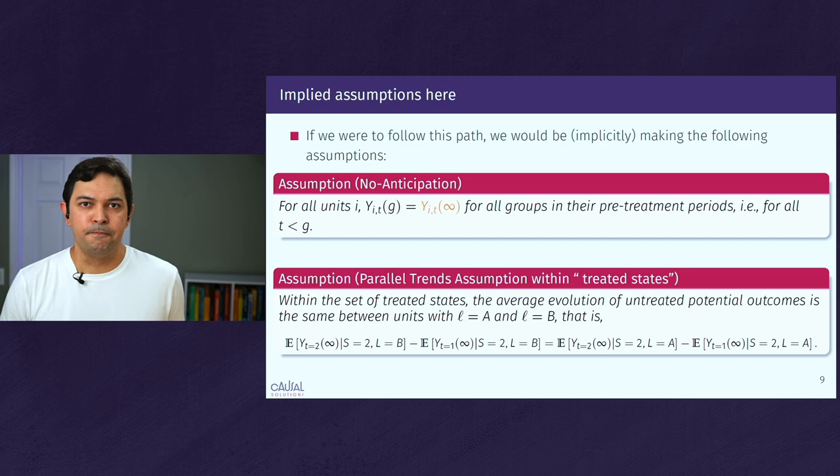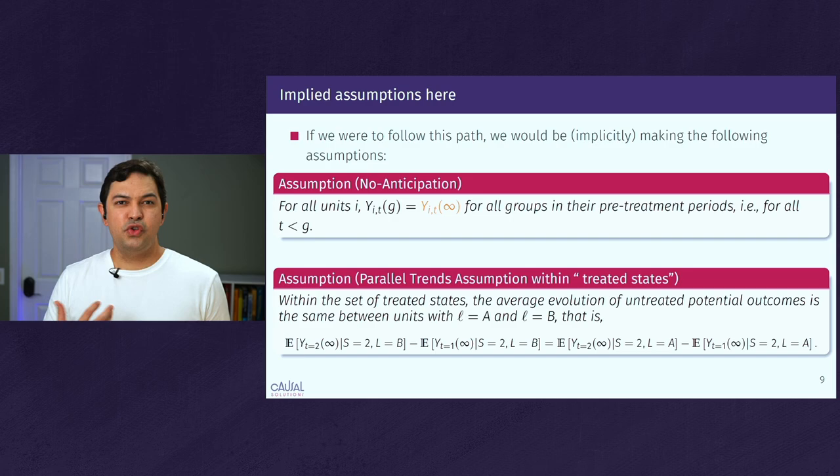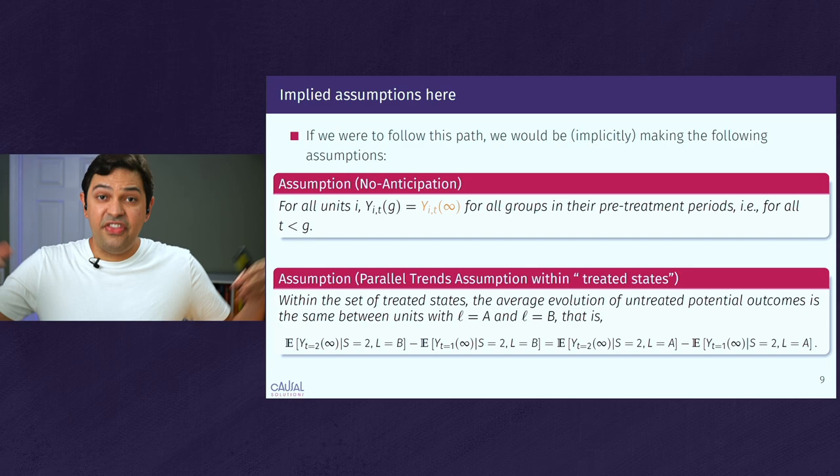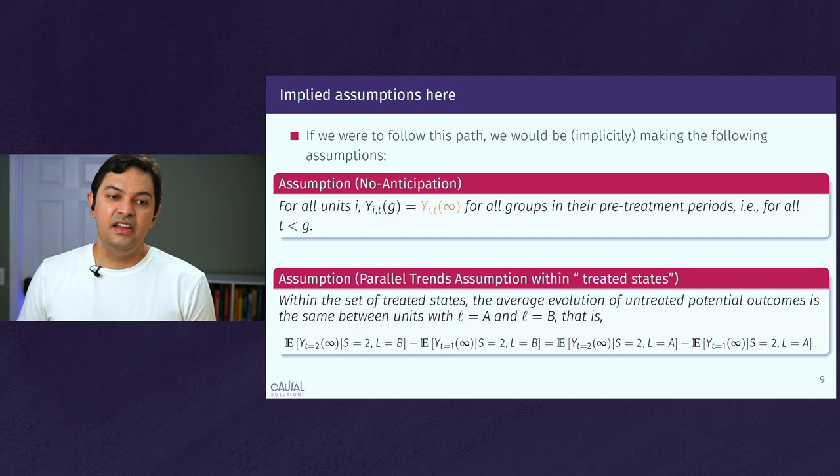What about our parallel trends here? Because when we talk about difference-in-differences, we are always somehow invoking a type of parallel trends. And once I drop data from untreated states, I'm making a parallel trends assumption within treated states only. And the type of parallel trends I'm going to be making here reads in the following manner.